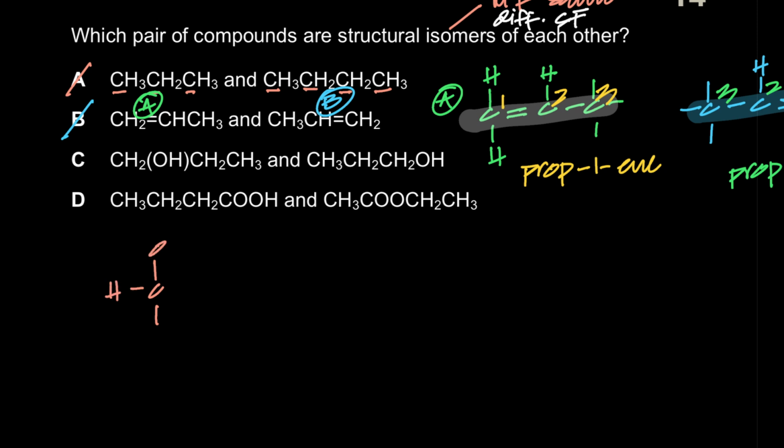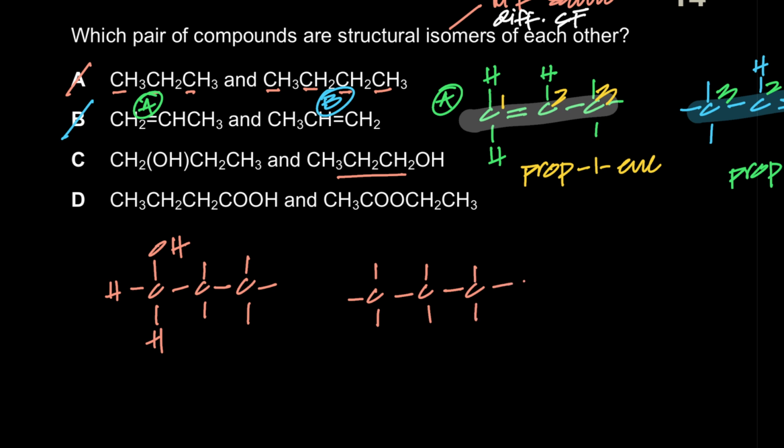So it's CH2 bonded to the OH, which is bonded to CH2, which is bonded to CH3. And this particular molecule is CH3 bonded to CH2 bonded to CH2 and bonded to the OH. Again, they are the exact same structures, because if you name them, this particular structure is propan-1-ol, because the OH is on the first carbon, and this particular structure is also propan-1-ol.